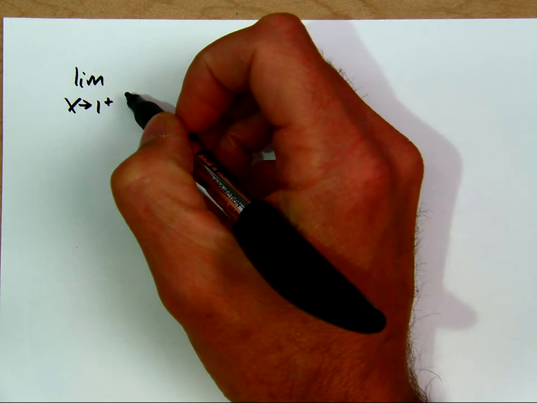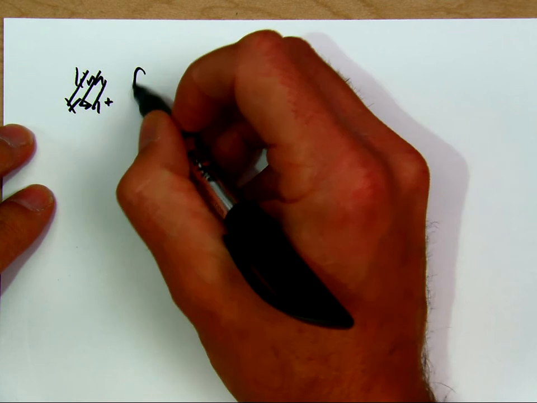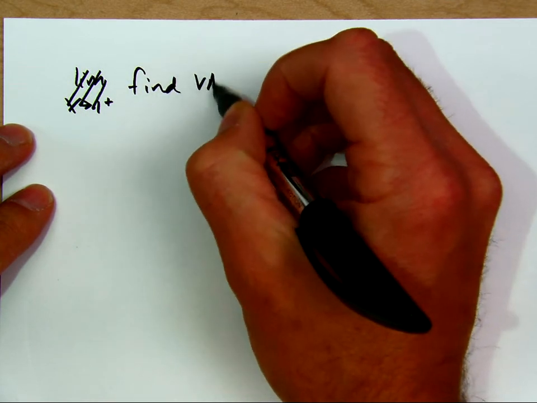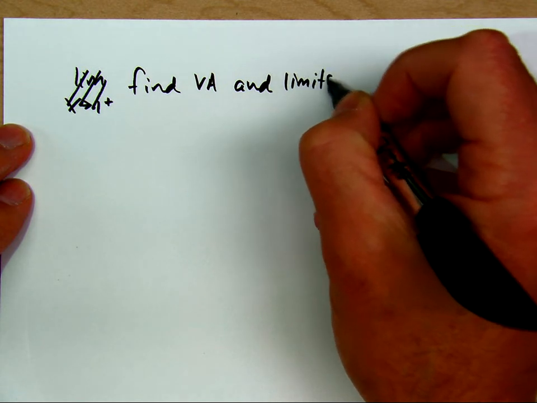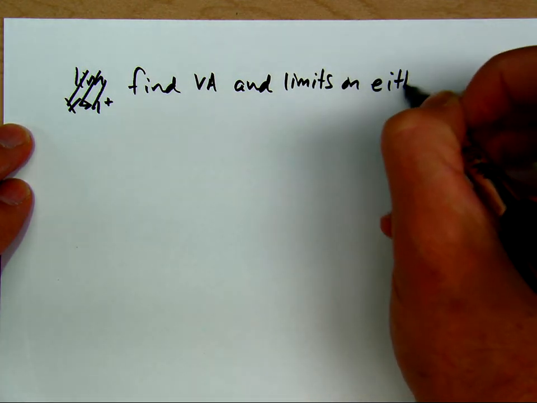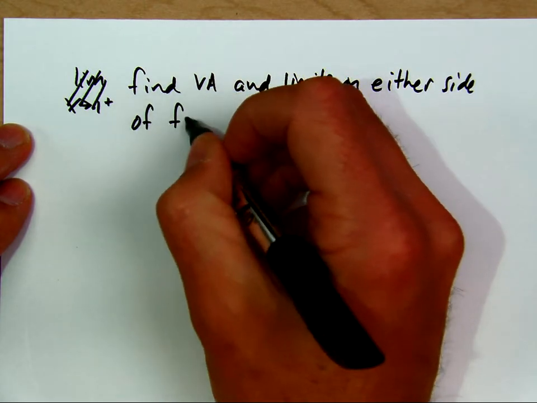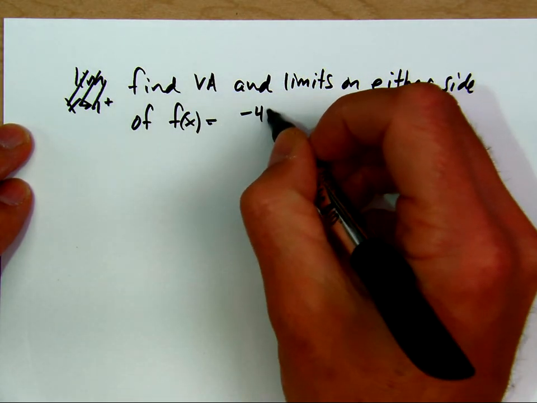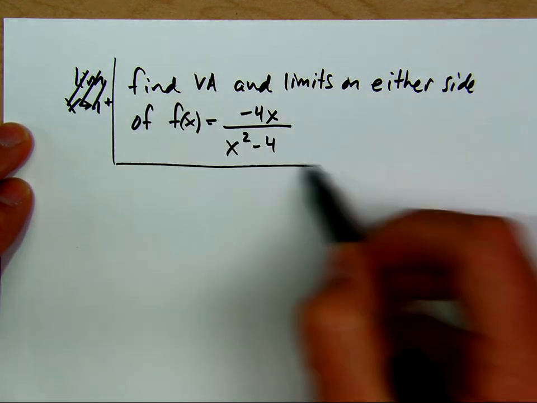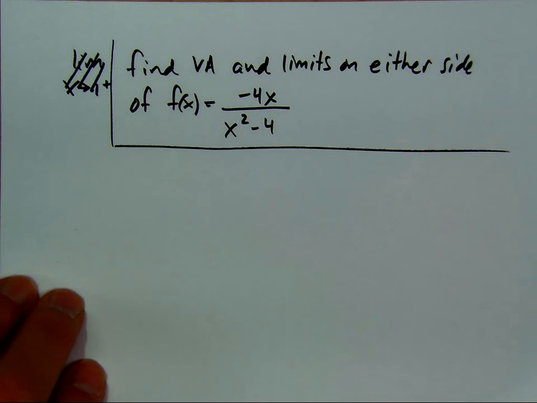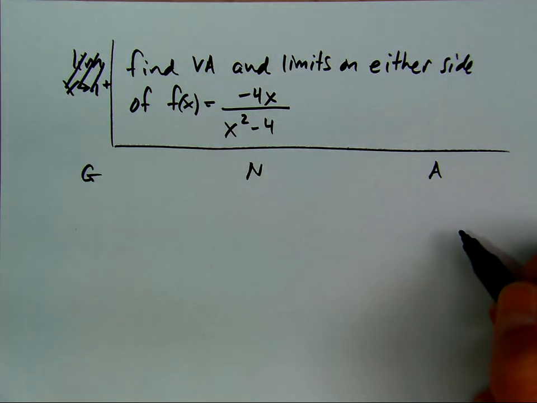Let's look at a similar problem. Find the vertical asymptote. Pause the video and try that one. Make sure you do it graphically, numerically, and analytically.